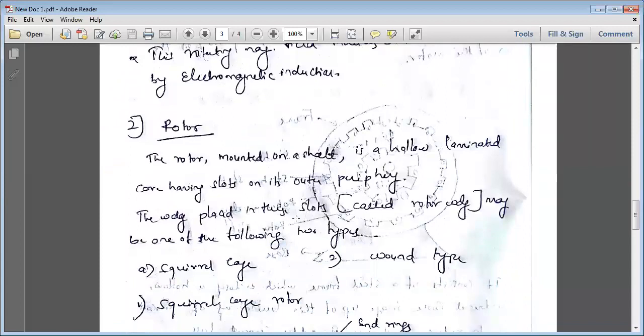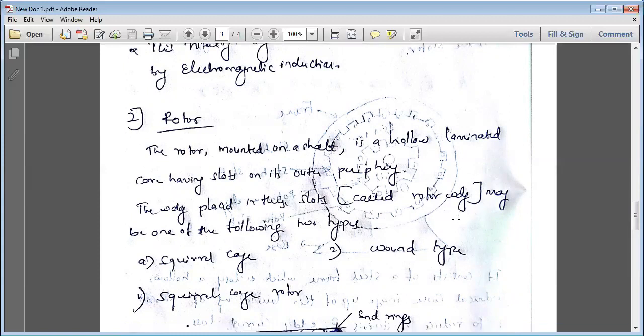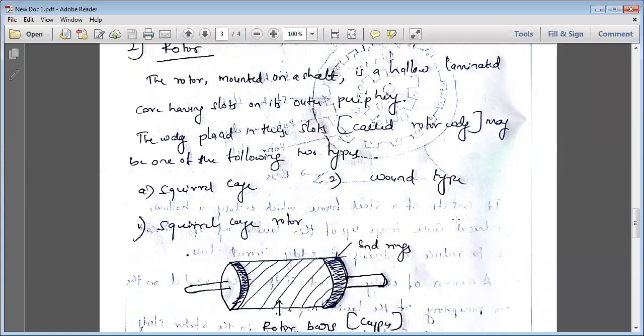The windings placed in these slots we can call a rotor winding. The rotor winding may be of two types: one is a squirrel cage rotor winding, or a wound type rotor winding. Based on the type of rotor, we can classify them as squirrel cage rotor and wound type rotor. Hence we can say squirrel cage induction motor and wound type induction motor, or slip ring induction motors.